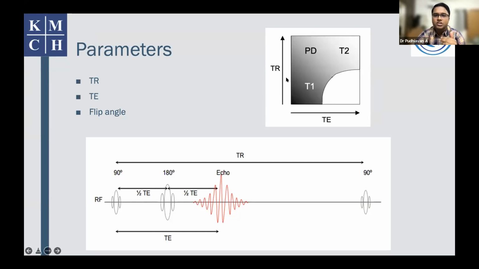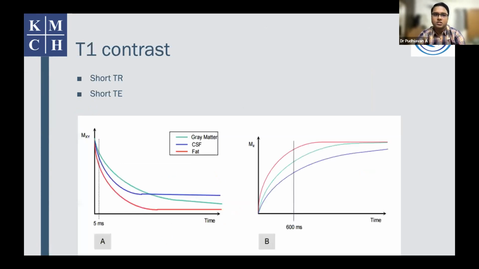When we use a short TR and a short TE time, we get a T1 weighted image. When we use a long TR and a long TE, we get a T2 weighted image. Sorry, when we use a long TR with a short TE, we get a proton density image. Now we will see why this is so, why the change in TR and TE produces different image contrasts.